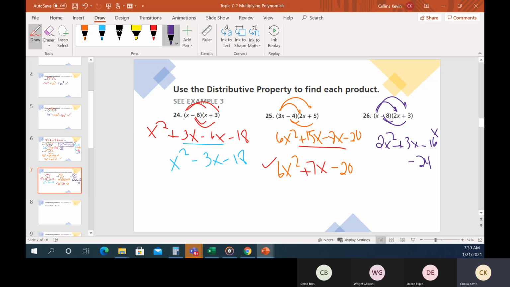Okay, so same deal, put these together. All right. So I got 3 minus 16, so that's going to be minus 13x. And then just bring the other 2 down. So 2x squared and minus 24. That's a 4, hang on. Getting sloppy here. Minus 13x minus 24. Done.